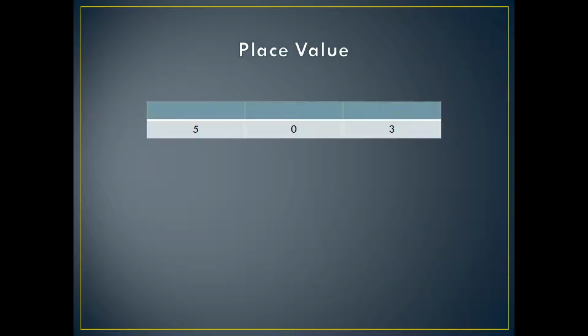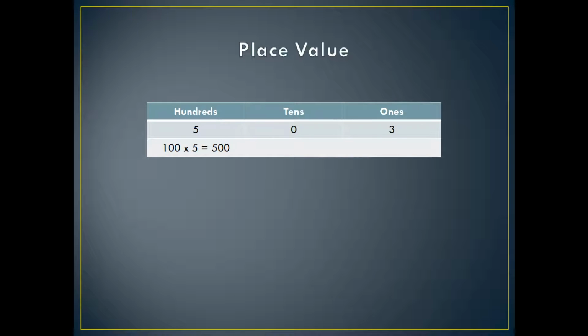So let's look at the following decimal number. Think of each digit in the number as being in a column. The 3 is in the ones column. The 0 is in the tens column, and the 5 is in the hundreds column. So 503 in decimal means 5 hundreds, 0 tens, and 3 ones.